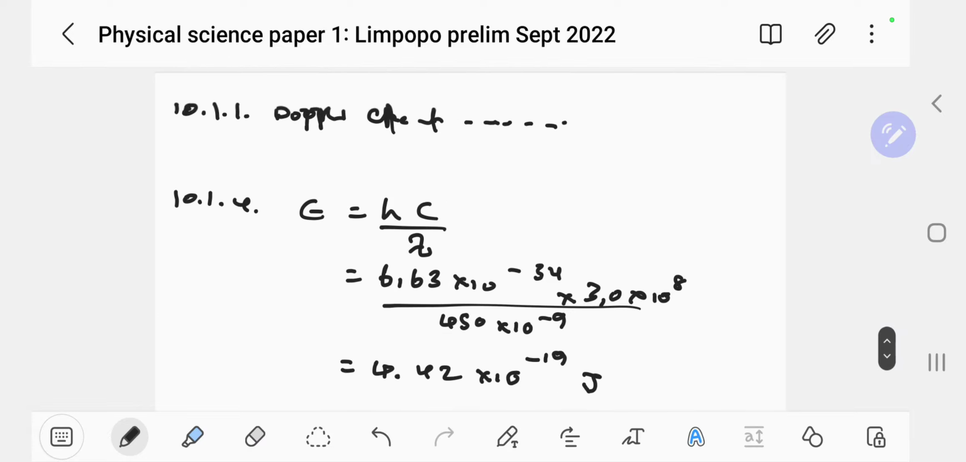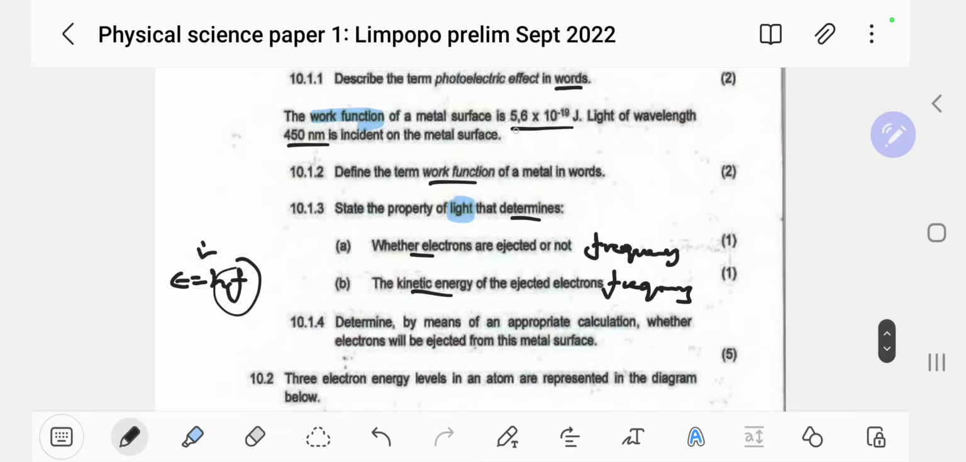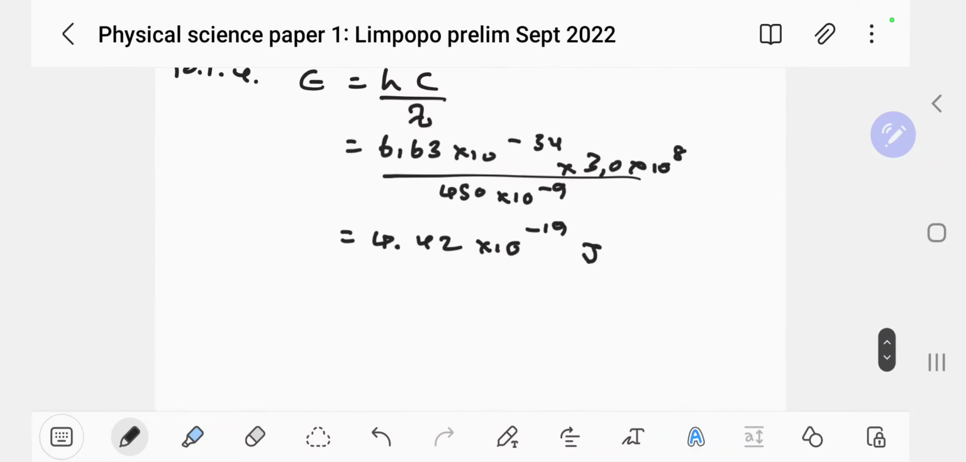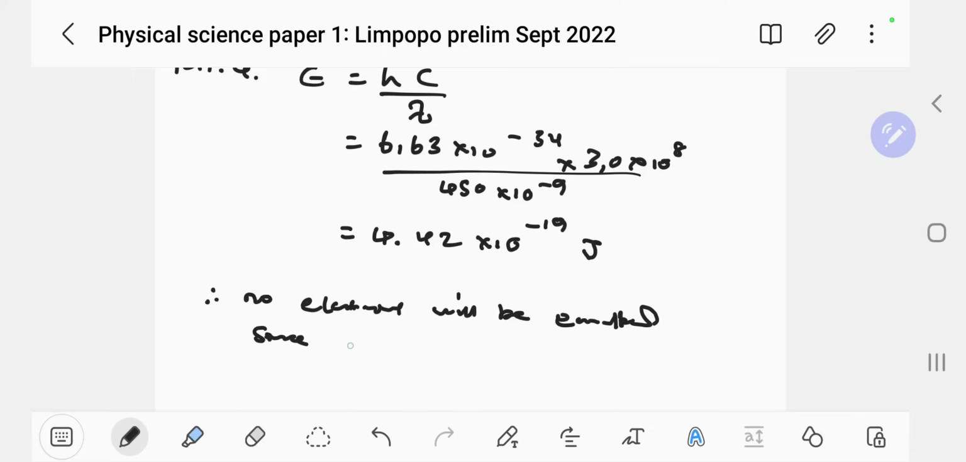So now look at this, guys. This is 4.42 times 10 to the exponent minus 19 joules. What was the work function of this metal? It is 5. So the energy of the photon. So we can say, therefore, no electrons will be emitted, since the energy of the photon is less than the work function of the metal.